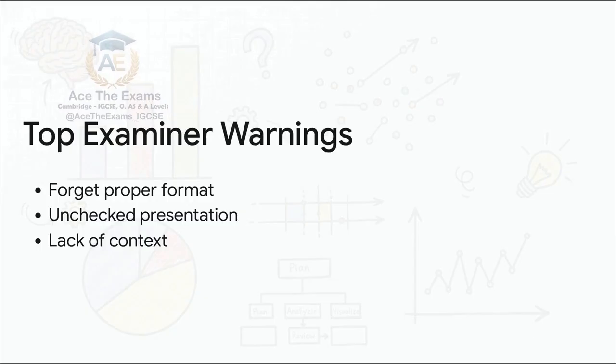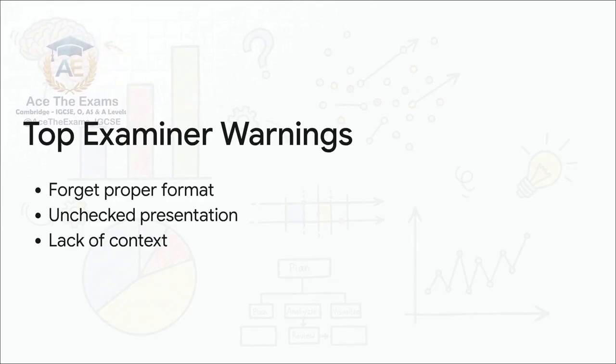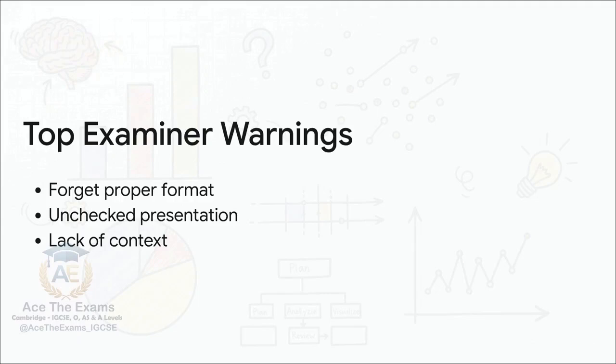Trap number 1, forgetting proper format. This means drawing a histogram with raw frequencies instead of frequency density. Total run killer. Trap number 2, failing to check your presentation. Did you forget your axes labels? Did you forget the key on your stem and leaf diagram? No key means no marks.